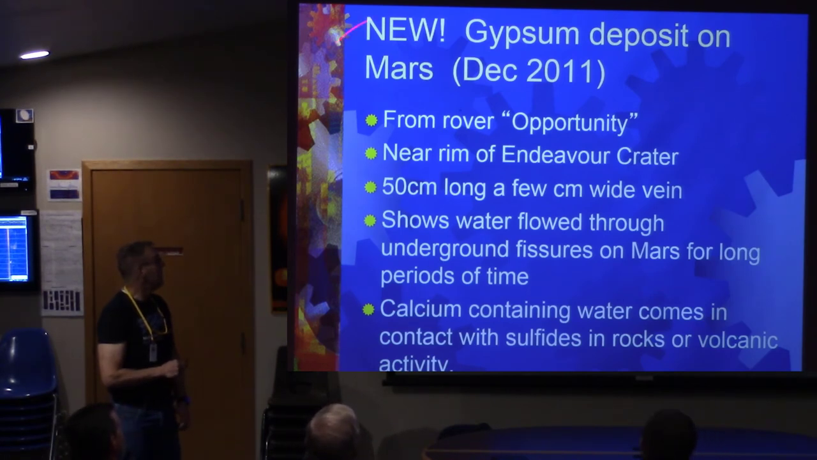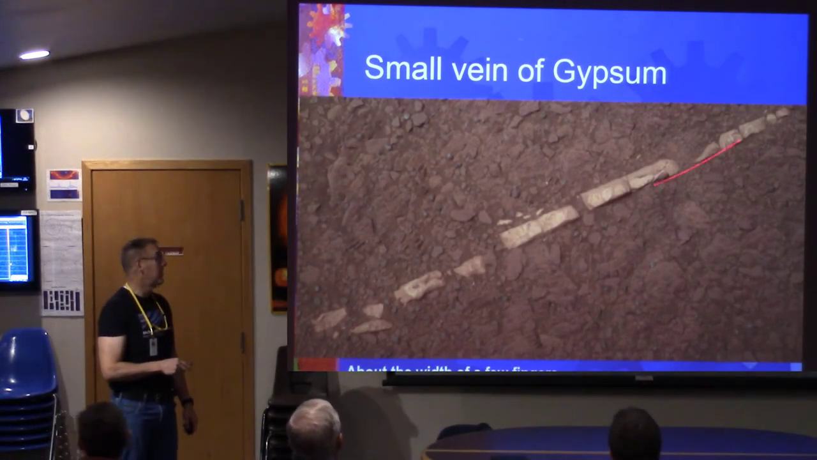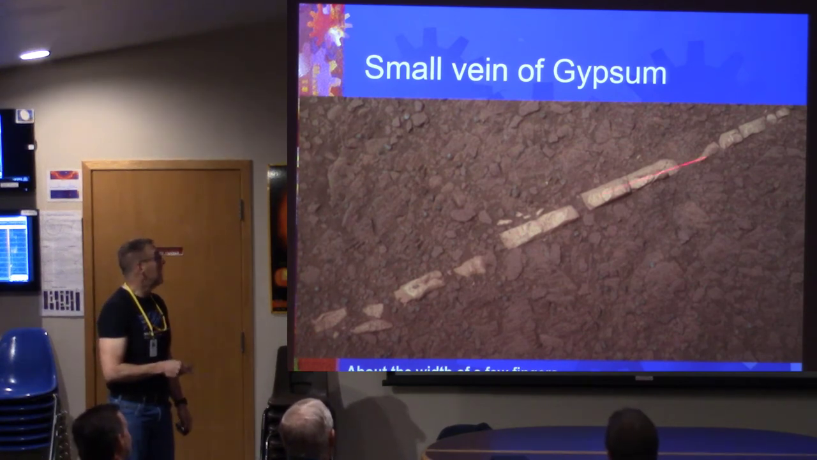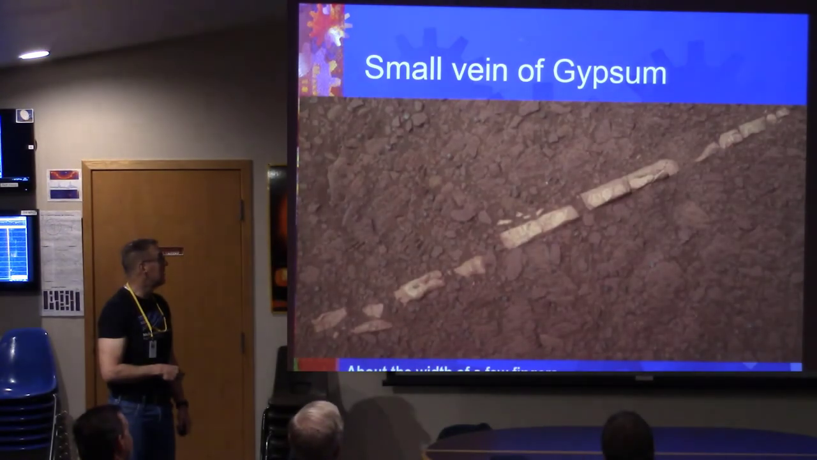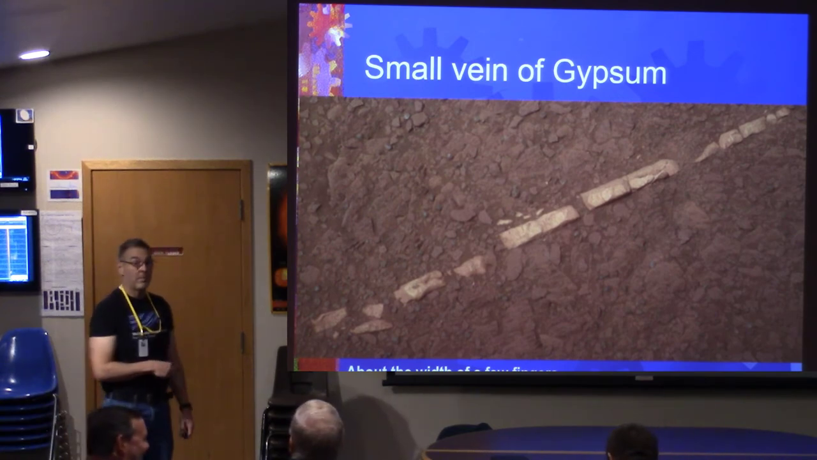We do see gypsum deposits on Mars. This is from Opportunity. It's near the rim of Endeavour Crater. Gypsum forms in the presence of water flowing through soil. So definitely long-term liquid water processes needed for gypsum to be found. Calcium-containing water comes in, contacts with sulfides and rocks, and mixed with volcanic activity to do that. So yeah, you're ready to start your drywall business on Mars. You don't have to ship it there.